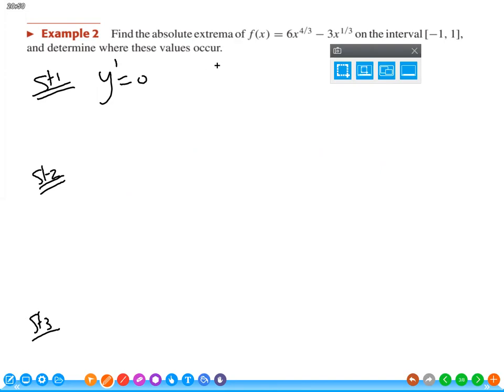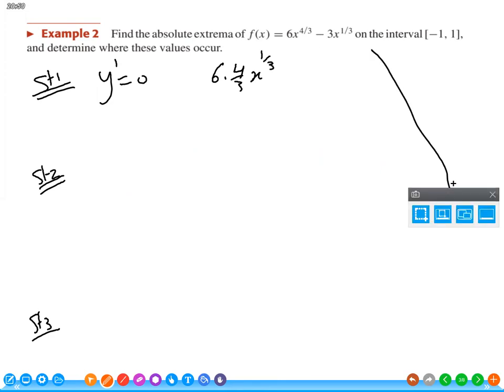The derivative here, we multiply 4 over 3 by 6x. We subtract 1, it will be 1 over 3. And 1 over 3 minus 1 is x to the minus 2 over 3. This is the derivative equal to 0. Simplify here, 24 divided by 3, x to the minus 2 over 3 equal to 0.